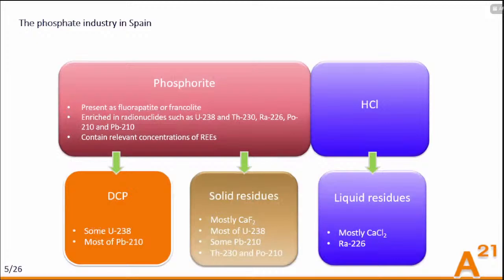In the case of the hydrochloric way, we have the phosphoric acid, which is then turned into dicalcium phosphate, which contains some of the uranium and most of the lead. While we have two types of residues. We have solid residues, which are mostly calcium fluoride, which is the mineral fluorite. Most of the uranium-238 and some of the lead are fractionated with the solid residues, as well as all of the thorium and polonium. While the liquid residues are mostly composed of calcium chloride, and they contain the radium-226.